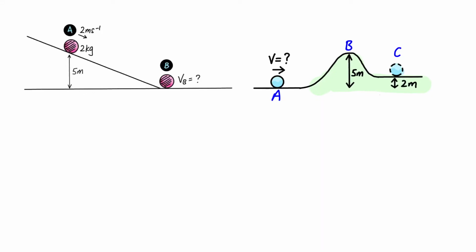In this video, we're going to look at two more examples on how we are going to apply conservation of energy to find the unknown. Now, let's take a look at the first question here. A ball is rolled going down an inclined plane from position A to B, and you're supposed to find the unknown speed of the ball at point B.